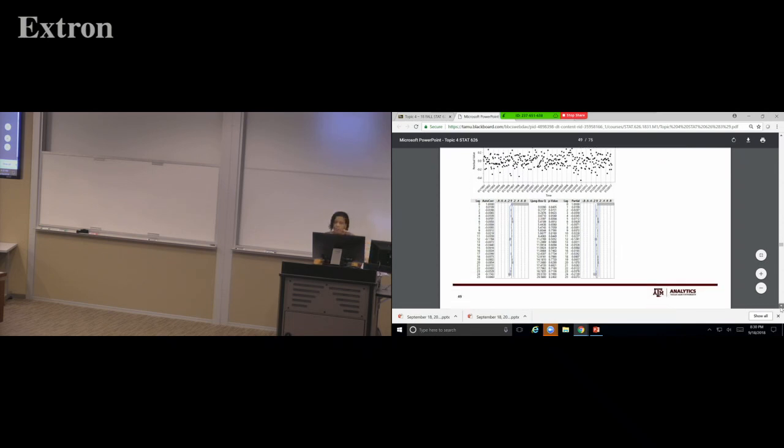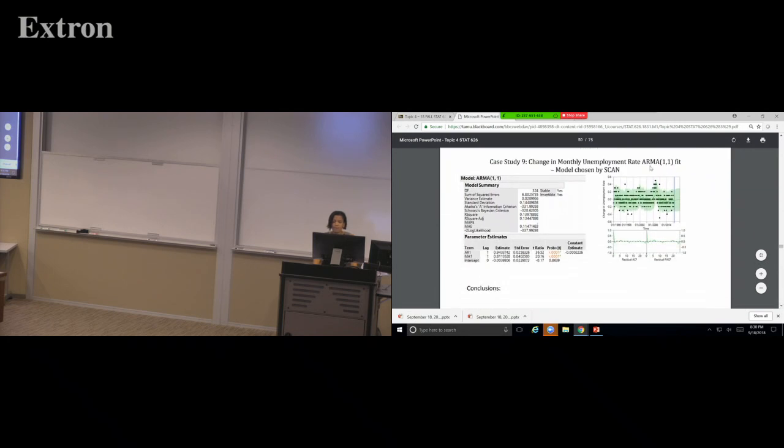So the model that was chosen by SCAN was an ARMA 1-1, okay, so this was the first model chosen by SCAN. And what you're able to see here for a 1-1 is that the phi 1 and the theta 1 parameter estimates are both significant. That's the first thing you'd want to look at. Then you want to go and examine the residuals.